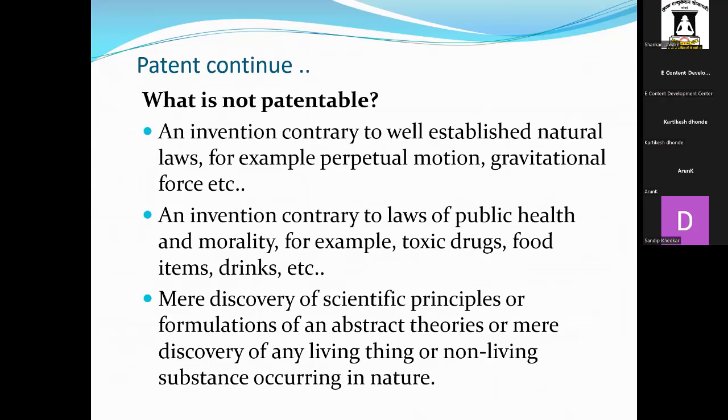What is not patentable? What are the areas you cannot patent? An invention contrary to well-established natural laws, for example perpetual motion or gravitational force. Nature has already given us these, so we cannot patent them. An invention contrary to the laws of public health and morality, for example toxic drugs and drinks which are detrimental to the health of the people, you cannot patent. Also, the mere discovery of a scientific principle, the formulation of abstract theories, or the mere discovery of any living or non-living substance occurring in nature. So these are not patentable.